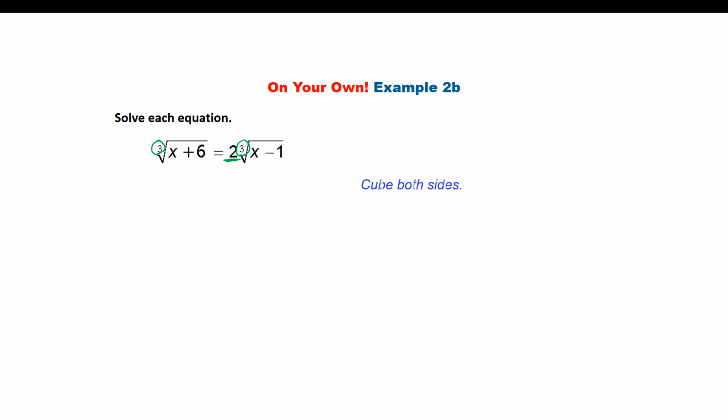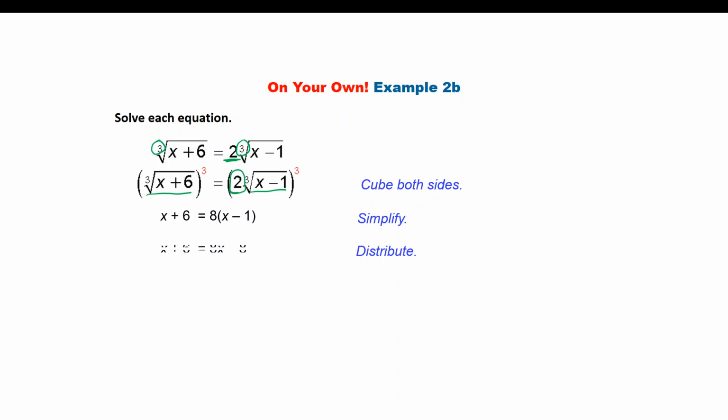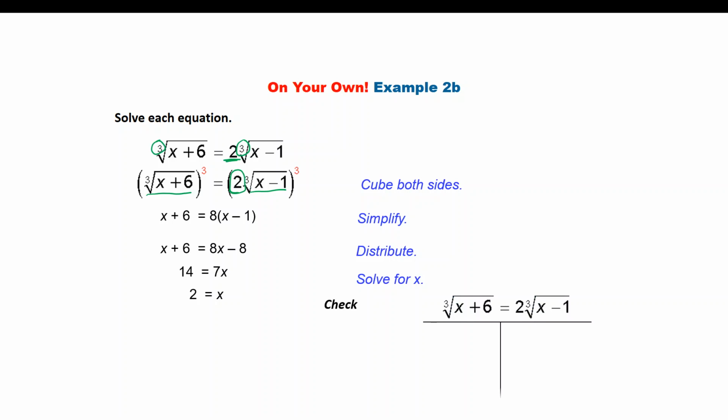All right, hopefully you notice that when you cube both sides, this radical is going to go away. This is going to go away. When we cube 2, we get 8. So we end up with x plus 6 equals 8 times x minus 1. And then distribute and solve, and we find out that x equals 2. And of course, we always need to go to check. So substituting your 2 in place of x, and we see that 2 equals 2.